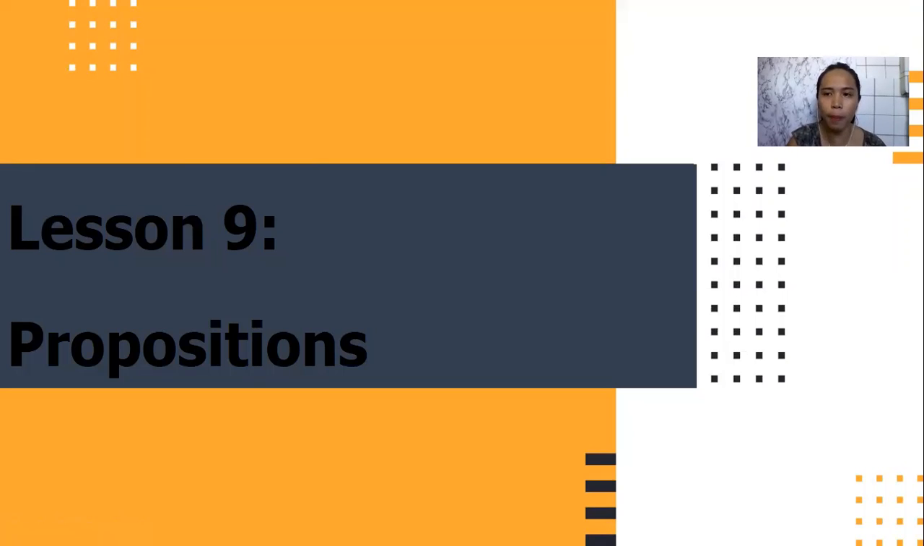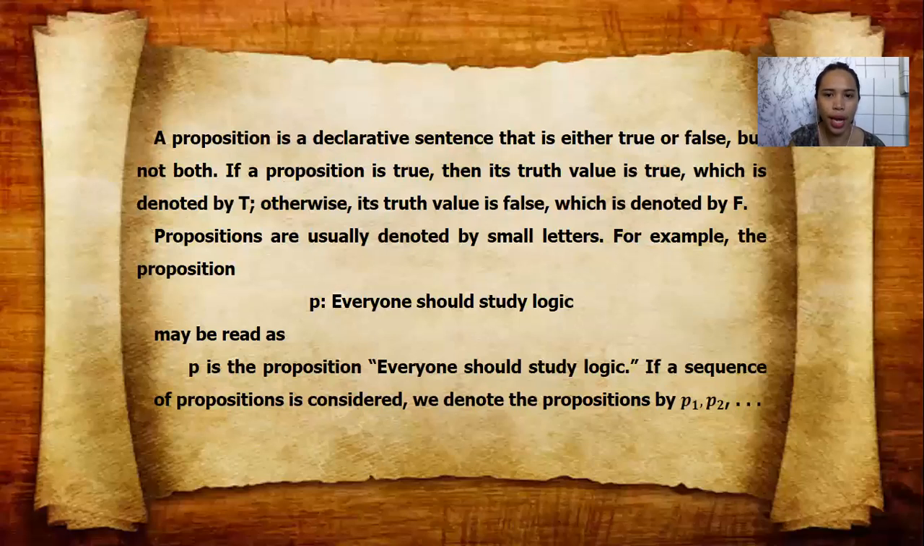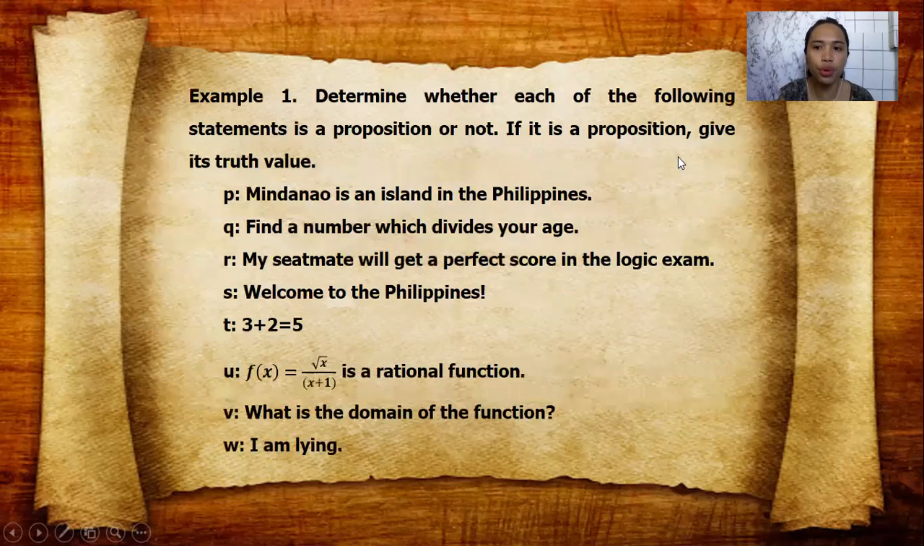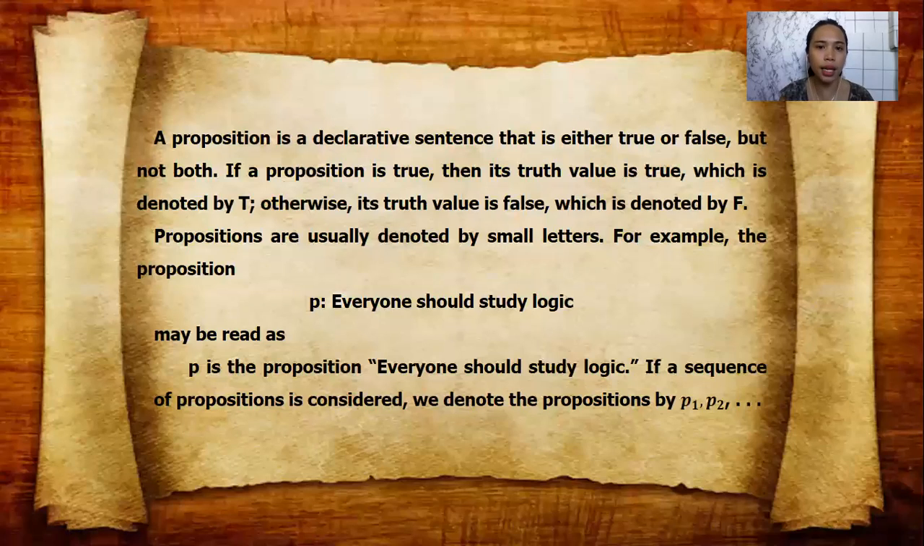So lesson 9 is all about propositions. First, let us define what propositions are. A proposition is a declarative sentence that is either true or false, but not both. So again, when we say proposition, it is a declarative sentence. A declarative sentence is a sentence that declares something, or it's a declaration of something. So it can only be either true or false.